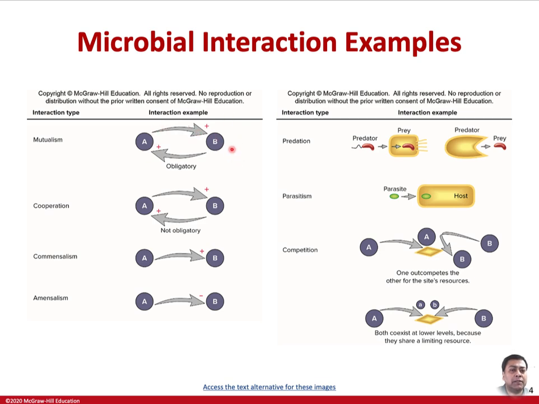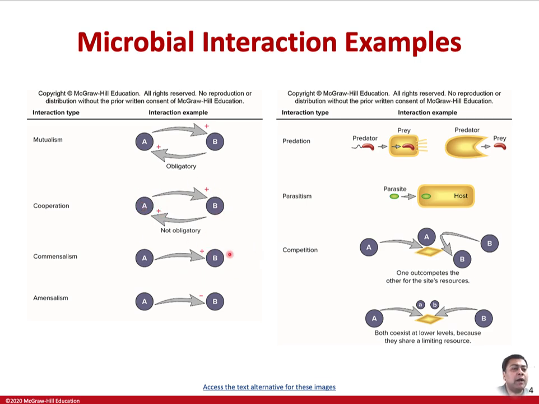This is mutualism. The second one is cooperation, which is a positive but not obligatory interaction between two organisms. A is benefited from B, and B is benefited from A, similar to mutualism. But the difference is that mutualism is an obligatory relationship. You have to have it for the existence of both organisms. In cooperation, they will be benefited with the help of the other, but this is not obligatory.